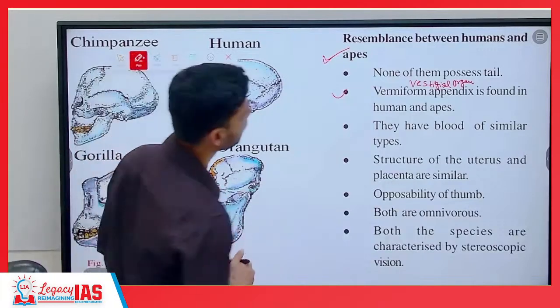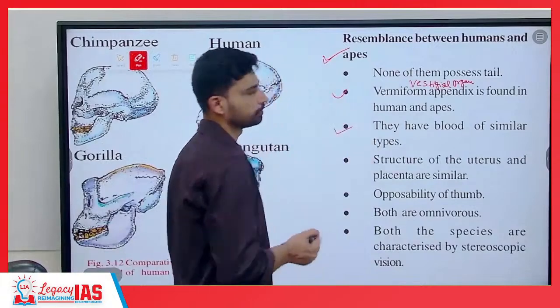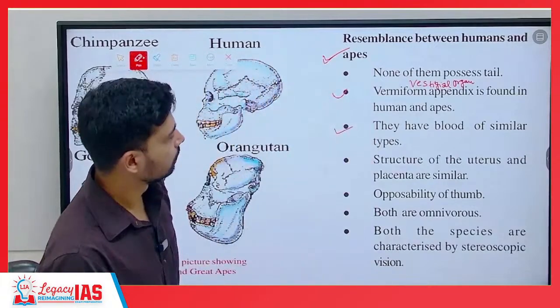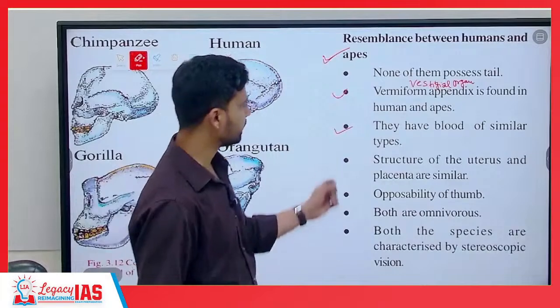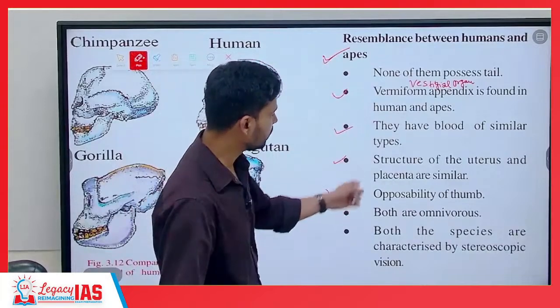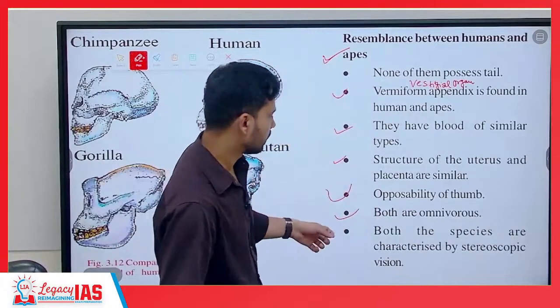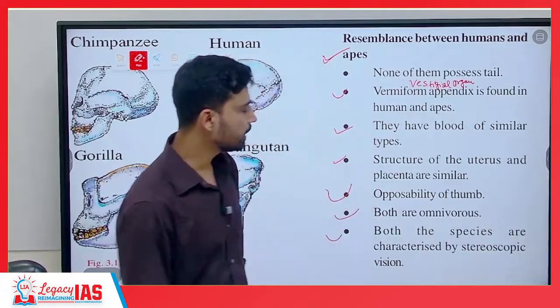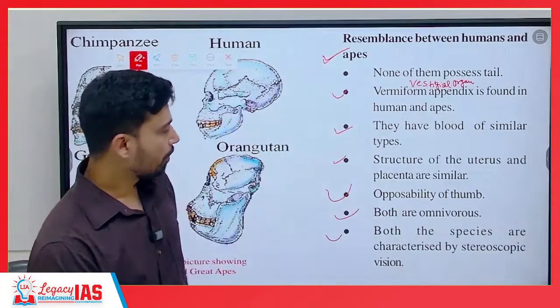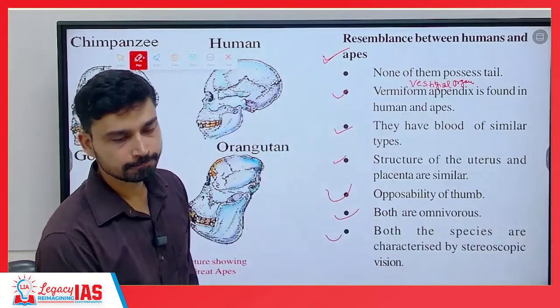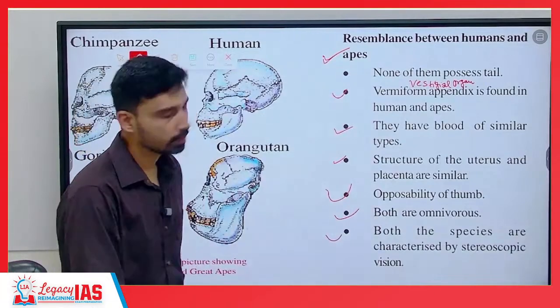Third, blood is of similar types. The structure of the uterus and placenta are also similar. Opposable thumbs are common in both. In diet pattern, both are omnivorous, and both species are characterized by stereoscopic vision. These are some of the common points.